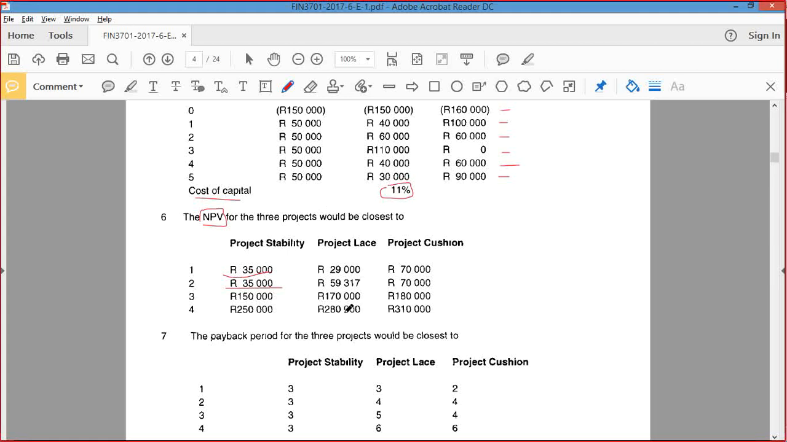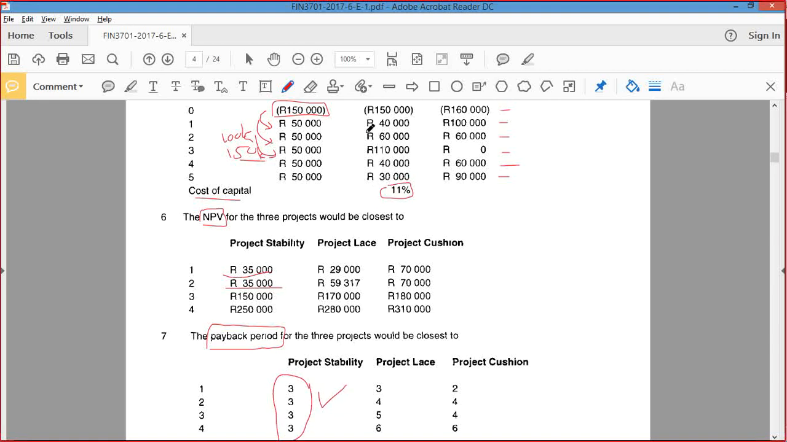Yeah. Cool. Okay, then we've got payback period. Payback period is also quite an easy calculation. You just need to consider the cash flows. If I look at the first project, I have an initial investment of 150. After the first year, I've paid back 50. After the second year, I've paid back 100. After the third year, I've paid back 150, so the payback period for the project is 3 years. So that's looking right.